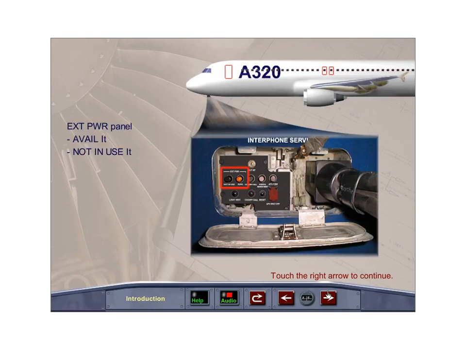The external power connector is located forward of the nose gear, with external power available and not in use lights located on the interphone panel.